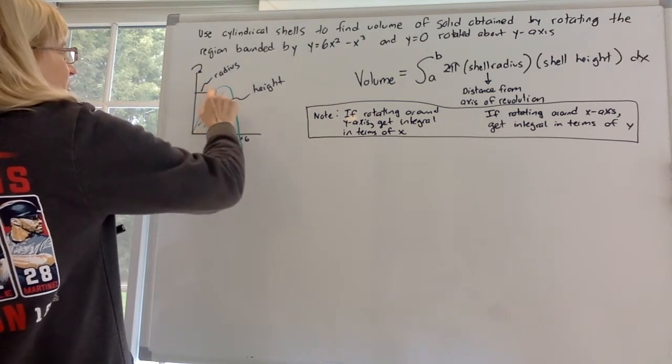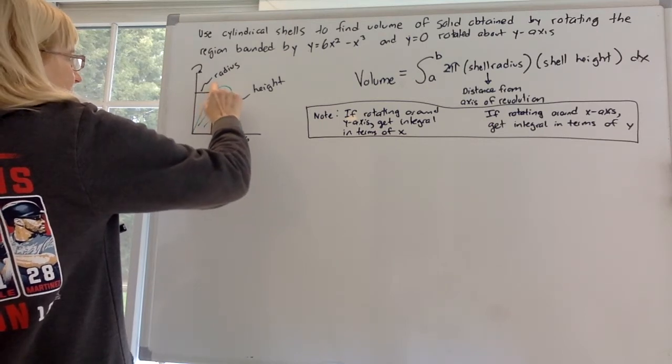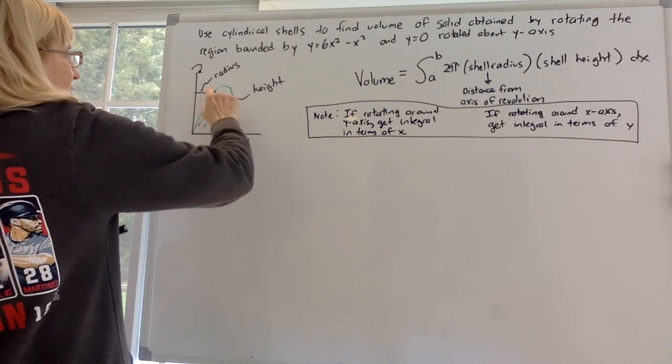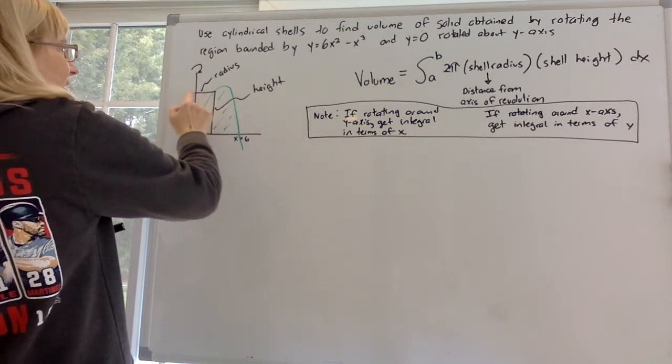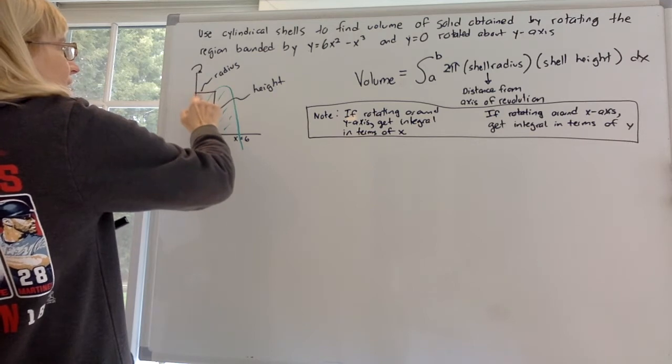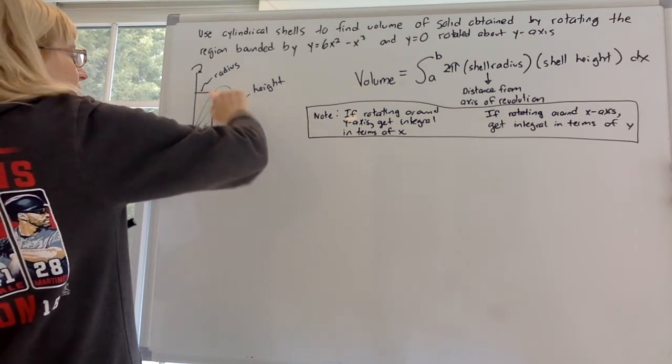So I picked a particular point on that curve, and there's this particular shell that I picked out. And here's the height of the shell, and here's the radius of the shell, right? So the radius goes from here to here. The height goes from here to here.